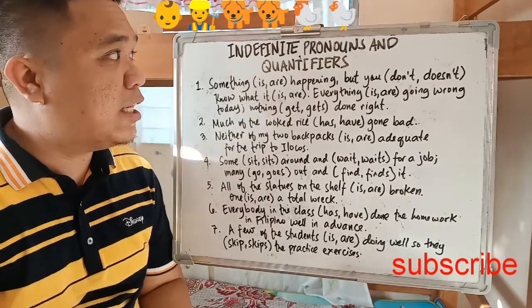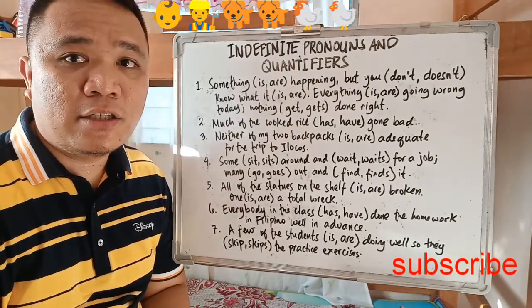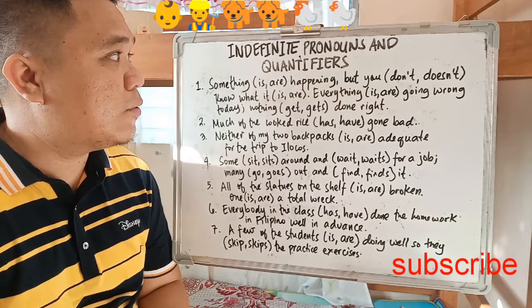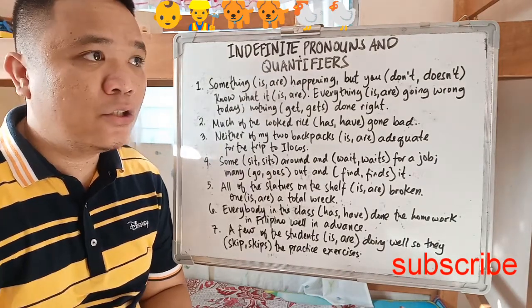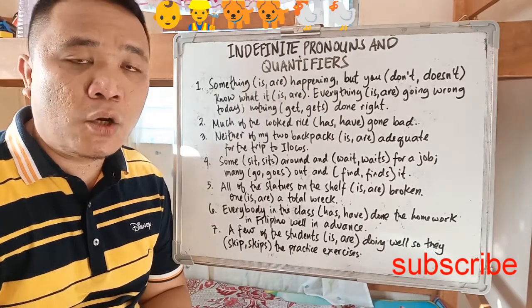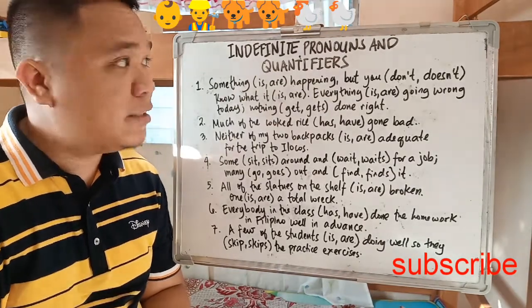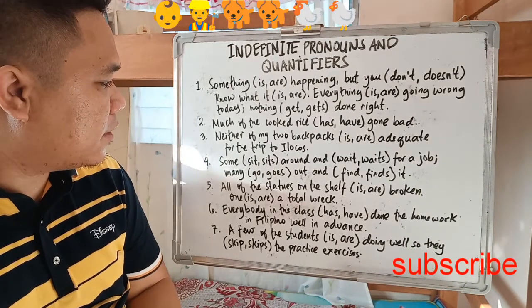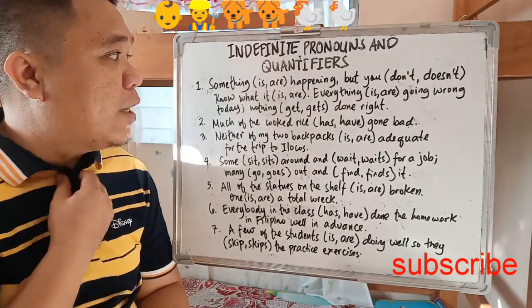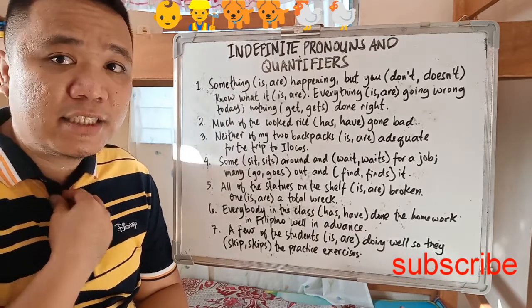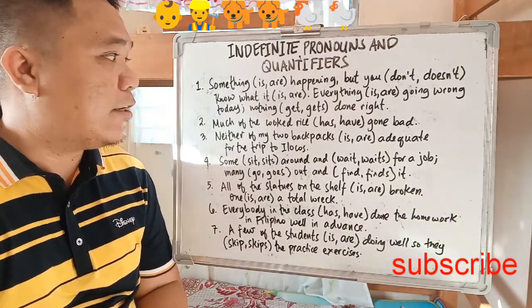Another thing is we also have quantifiers, such as many, several. Those are things that indicate quantity. Alright? Is that correct? Yes. Alright, so let's begin with the following sentences. I have 7 sentences here.